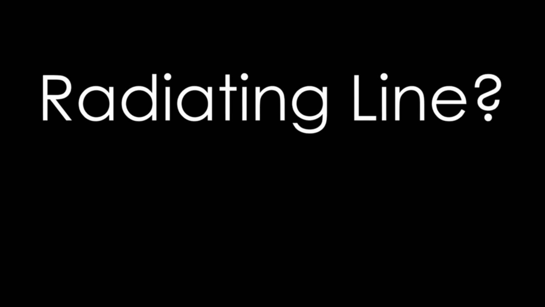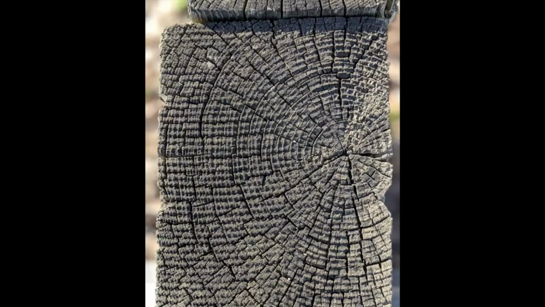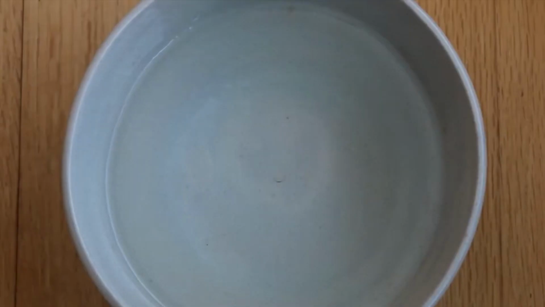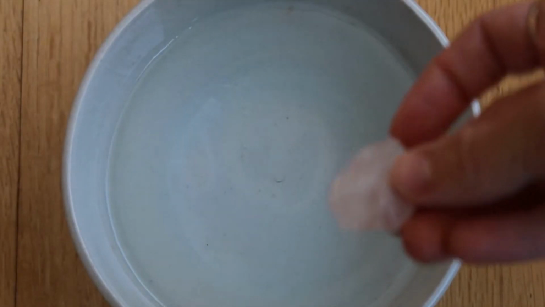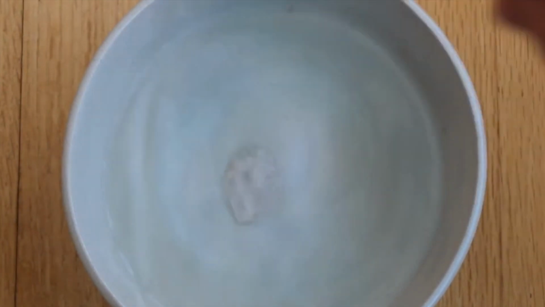What is a radiating line? A radiating line is a line that echoes from a center point. Radiating lines are found in nature. For example, tree rings or the ripples that form on the surface of a pond when you drop a stone in.